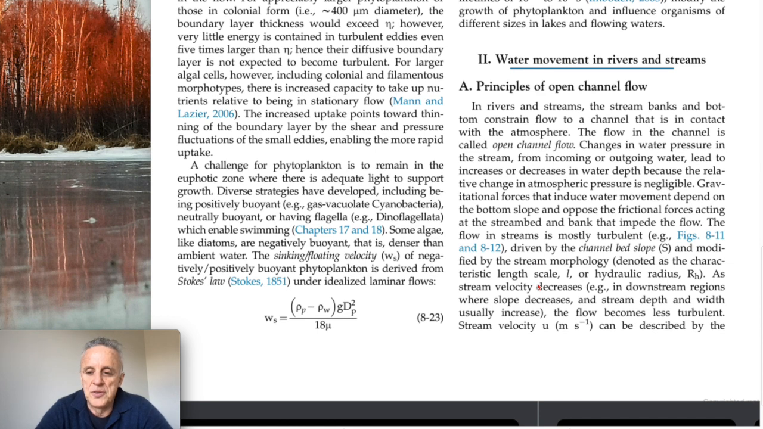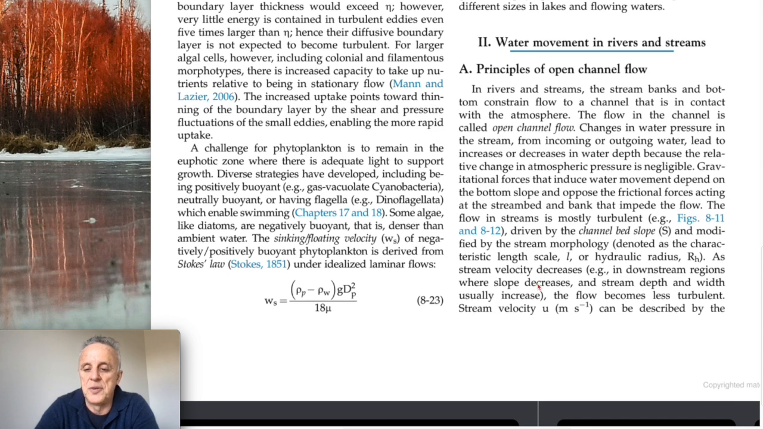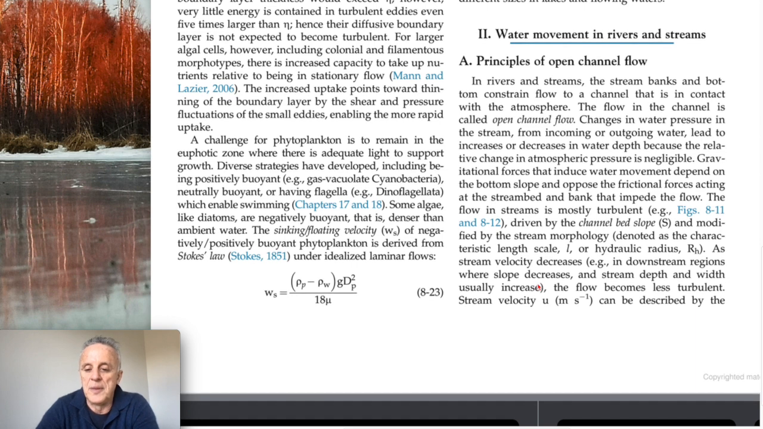In rivers and streams, the stream banks and bottom constrain flow to a channel that is in contact with the atmosphere. The flow in the channel is called open channel flow. Changes in water pressure in the stream from incoming or outgoing water lead to increases or decreases in water depth because the relative change in atmospheric pressure is negligible. Gravitational forces that induce water movement depend on the bottom slope and oppose the frictional forces acting on the stream bed and bank that impede the flow.